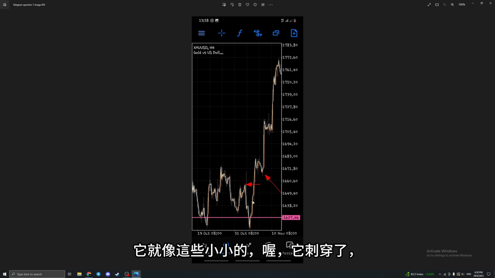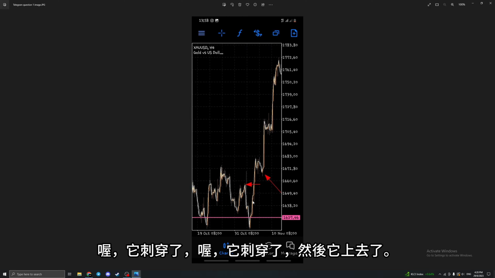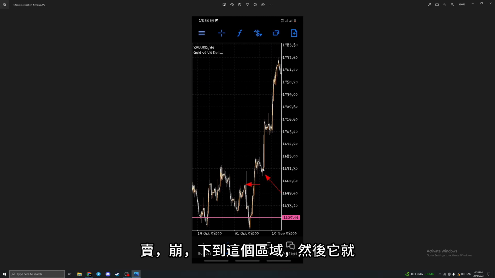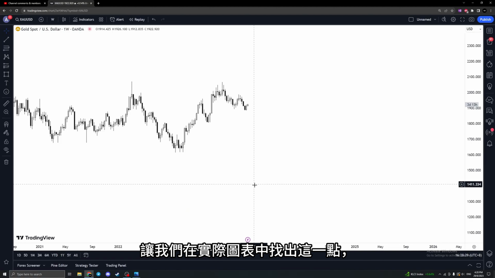It's just these little sort of like, oh, it wicks, oh, it wicks, oh, it wicks, and then goes up. But here you see we had a little sell, we had a buy, we had a sell, boom, down into this area, and then it just flies up, right? There's proper structure in here. So what was significant about this? Let's go and find this out in the actual charts, my friends.